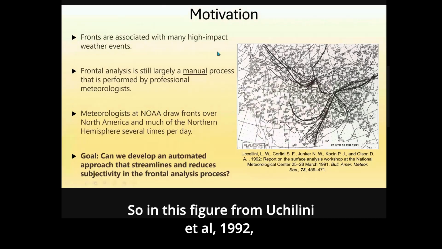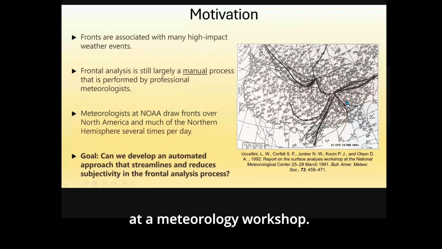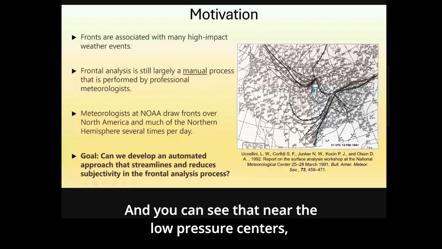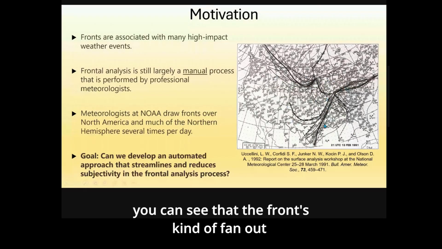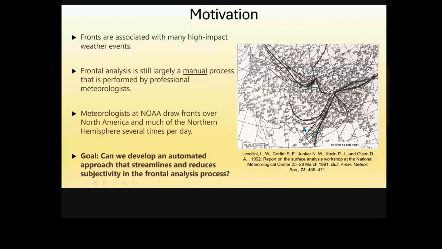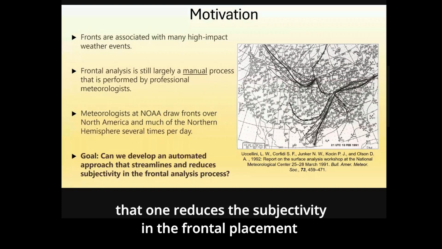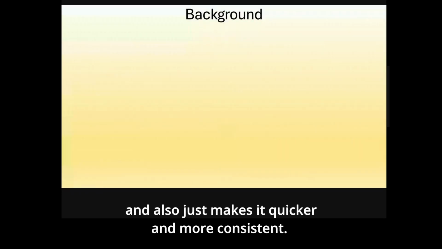So in this figure from Occhiolini et al. 1992, this is a map of fronts drawn by participants at a meteorology workshop. The solid lines here that you see are the fronts drawn by the actual forecasters or meteorologists. And you can see that near the low pressure centers, there's generally good agreement. But then as you get further away, you can see that the fronts kind of fan out in all directions. And so the goal here is to develop an automated approach that, one, reduces the subjectivity in the frontal placement and also just makes it quicker and more consistent.